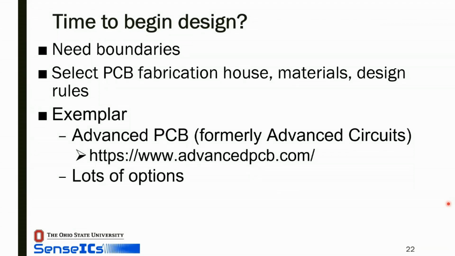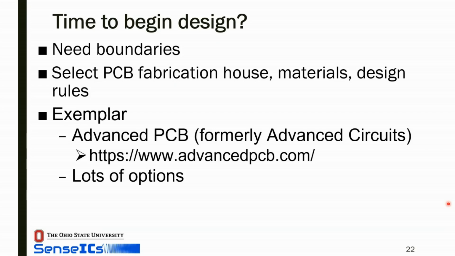All right, so now, are we actually ready to start a design? Maybe. We have a high-level idea of what it takes to do it, but we need a few more things. What we need the most are boundaries, okay? So how do we get boundaries for the design process? Well, the first thing we do is pick the printed circuit board fabrication house that is going to make our board, okay?